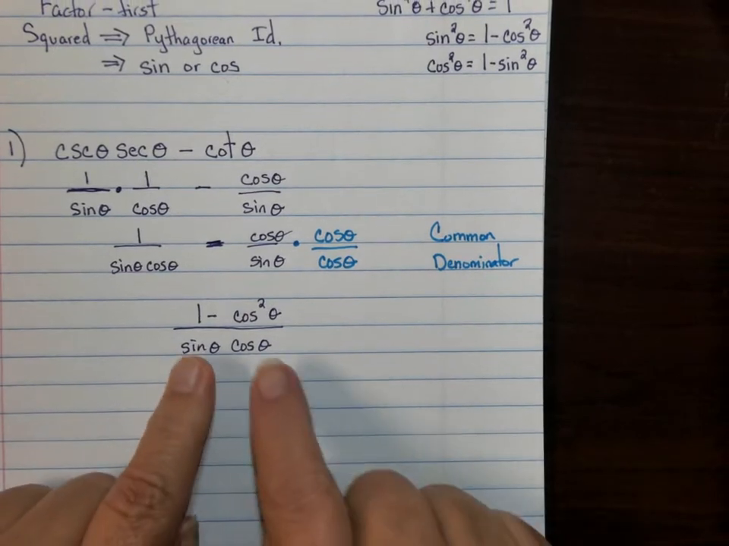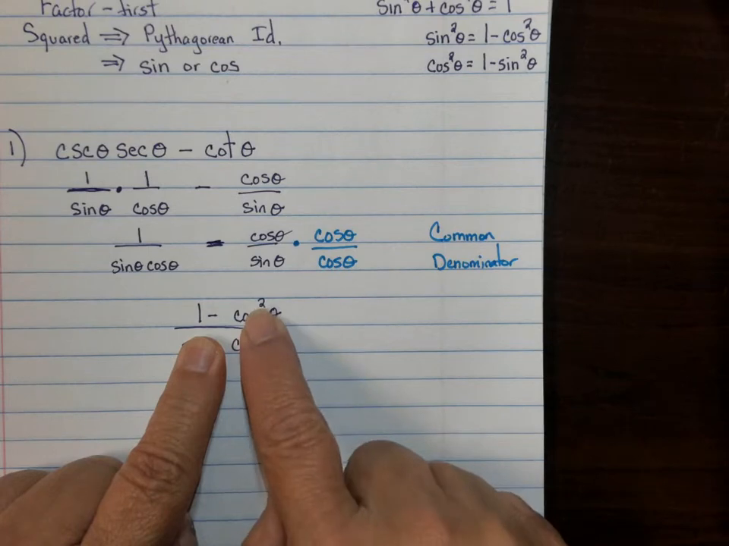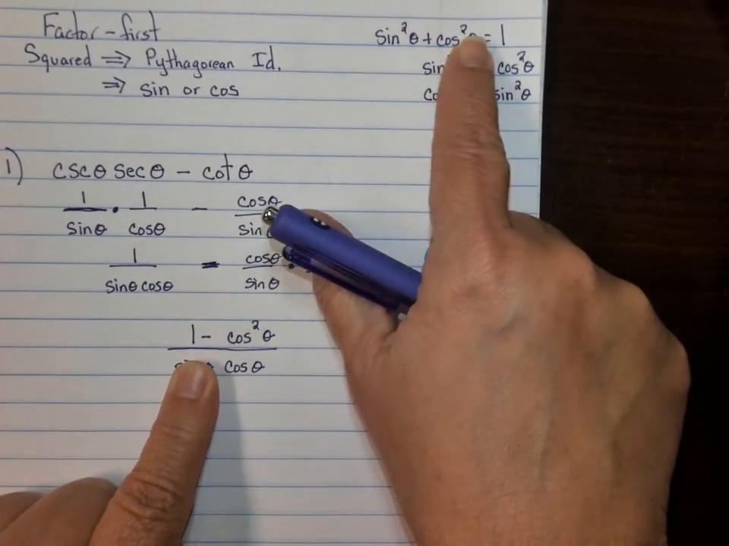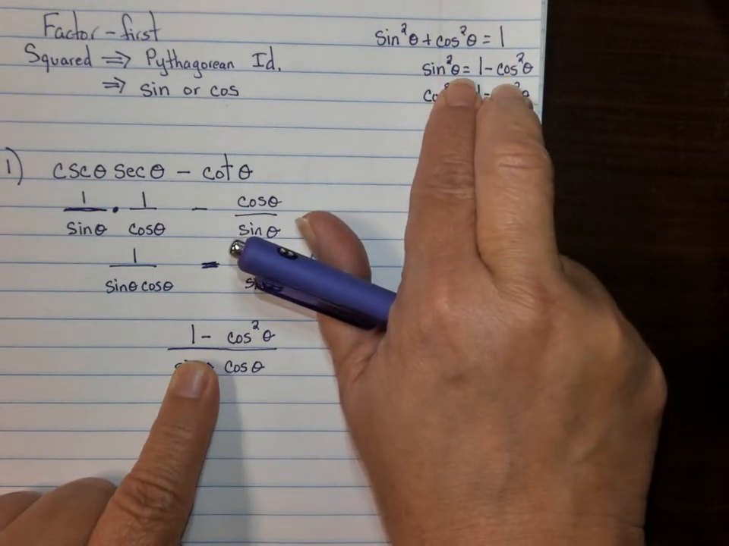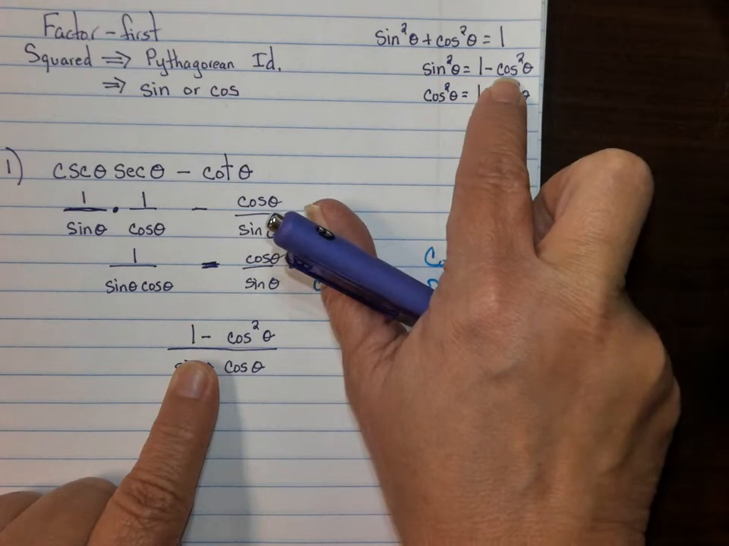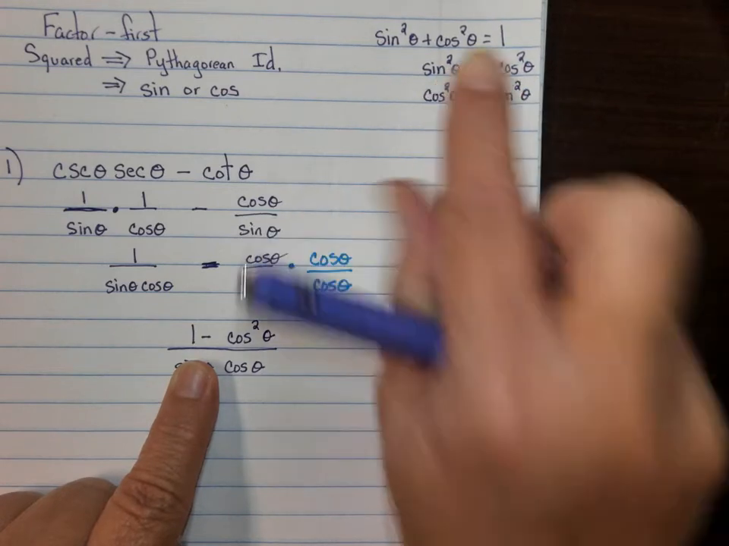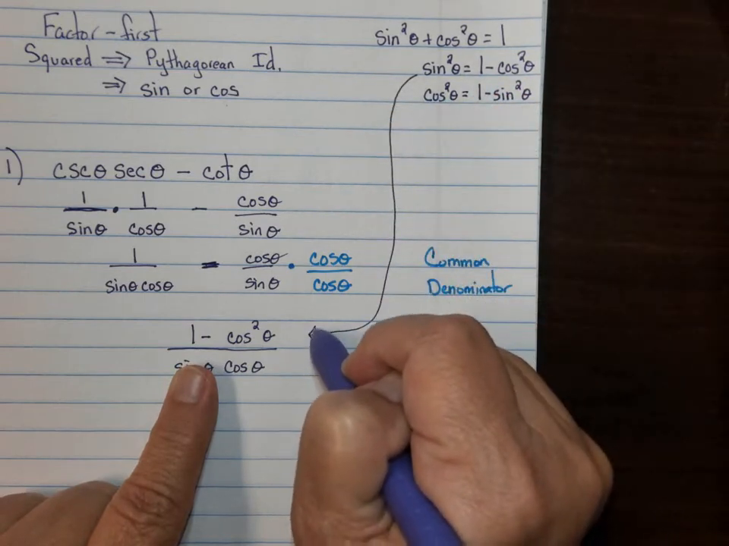All right, now, look at 1 minus cosine squared theta. You've got a square. When you have a square, think about your Pythagorean identities. Look up here to your Pythagorean identity, line 2. Oh, do you see that 1 minus cosine squared theta is actually equivalent to sine squared theta? So we're taking this guy right here and we're going to substitute it in.